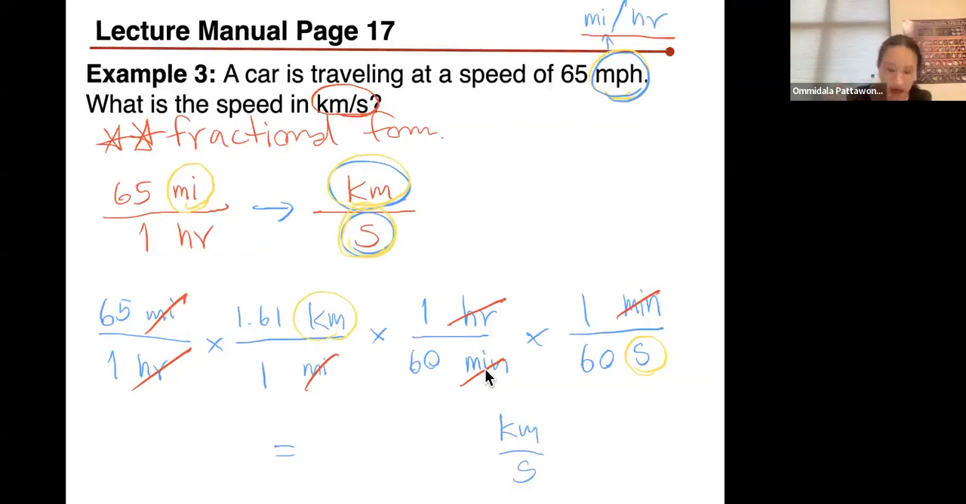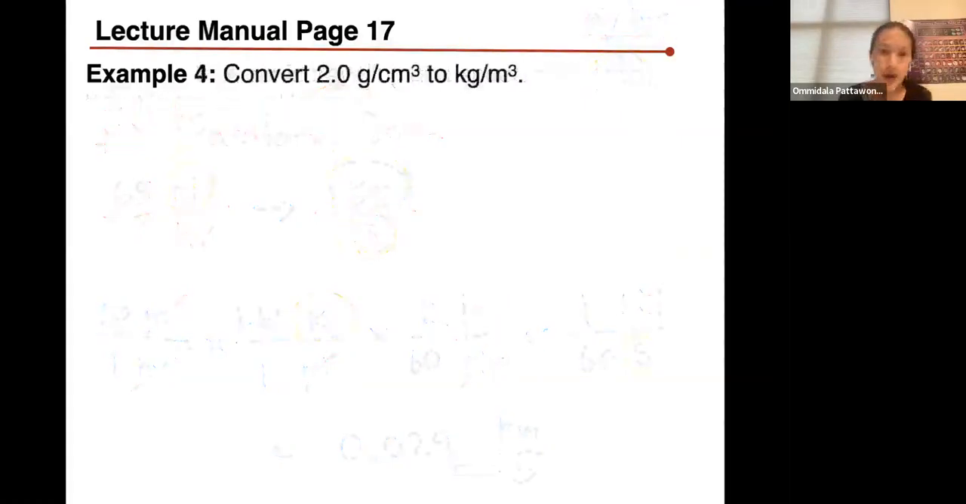All you have to do next is multiply all these top numbers together and divide by these bottom numbers. Whatever you get would be your final answer. The number of sig figs is limited by this 65 right here, because it has the least number of sig figs. So in this case, your final answer would come out to be 0.029 kilometer per second.